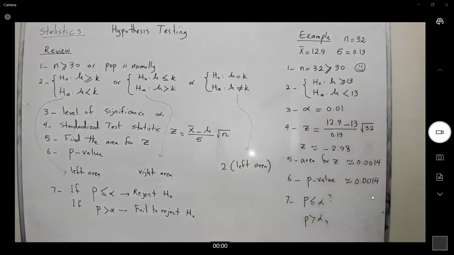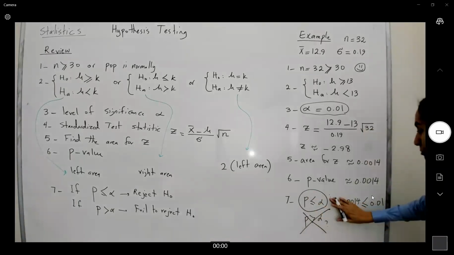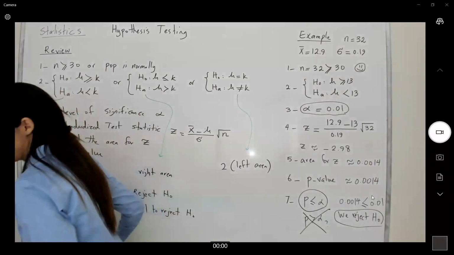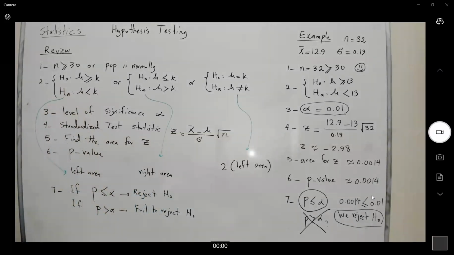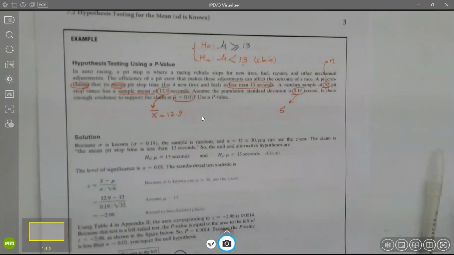So which case is this? 0.0014. Is it less than or equal to, what was your alpha? Alpha is 1%. Is it less than 1%? Yes. So p-value is less than or equal to alpha. It means that we reject the null hypothesis. So let's go over our document camera. Okay, perfect.